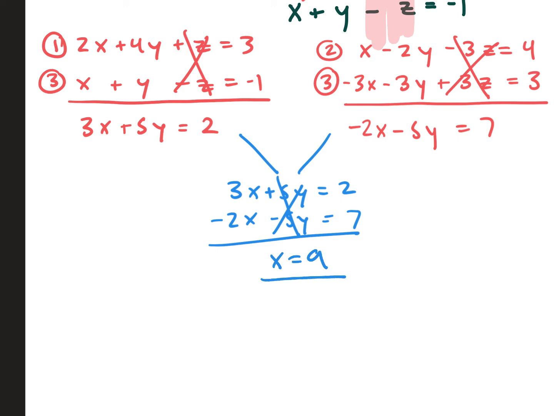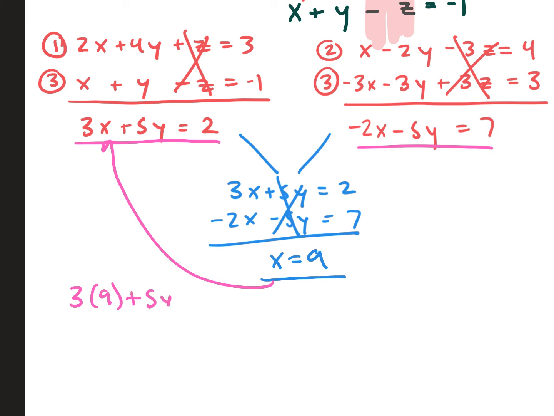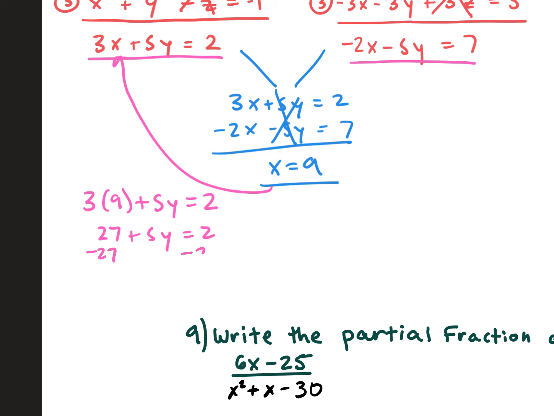Now you plug it into one. So I have to plug this into either one of the two red equations, either 3x plus 5y equals 2 or -2x minus 5y equals 7. I don't know which one looks easier, but I'll just plug it into the first. So I have 3 times 9 plus 5y is equal to 2. 3 times 9 is 27, plus 5y equals 2. Subtract 27. So 5y is equal to -25. So y equals what?